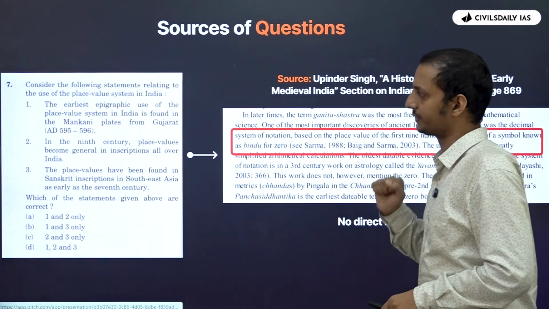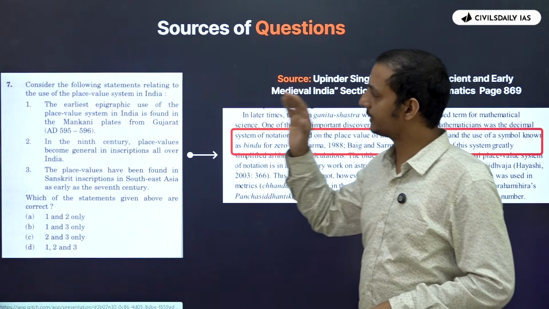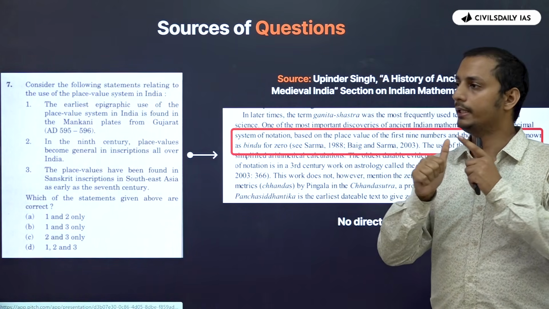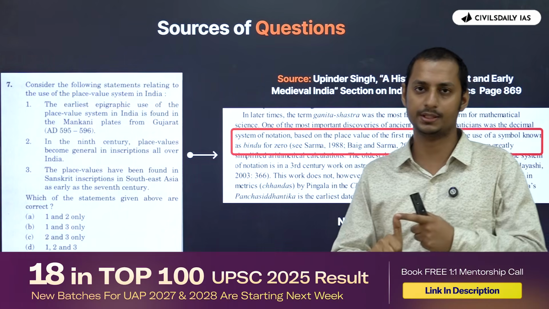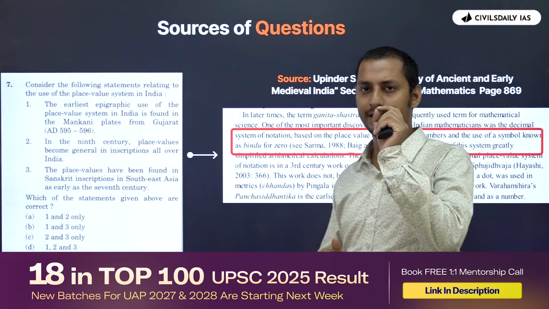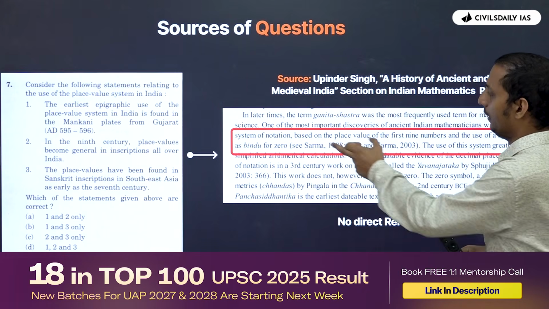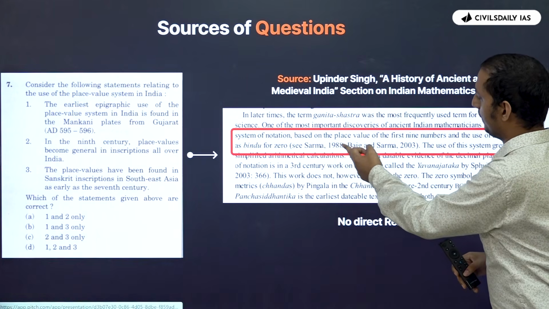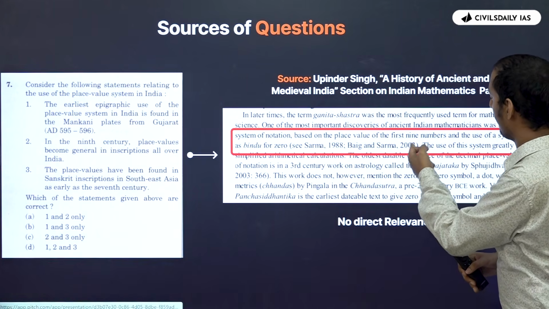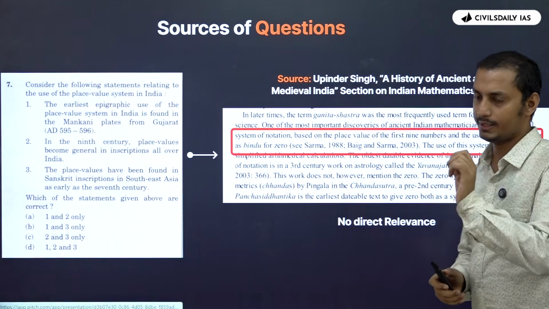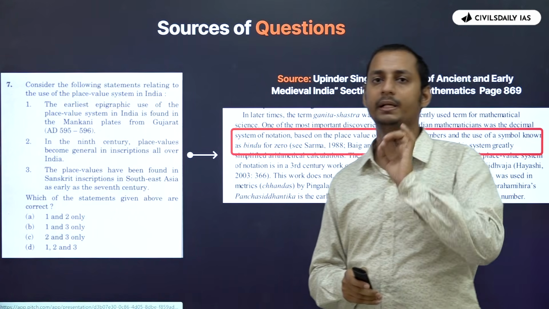Now, what are the sources of questions? In case of the first question, the place value system question, let me tell you that it has not been from any of the NCERTs. Okay, there is a single reference in Upinder Singh, you can see here. It is based on the place value for the first time, numbers, and the use of the symbol known as Bindu for 0. So only this has been referred to in Upinder Singh.